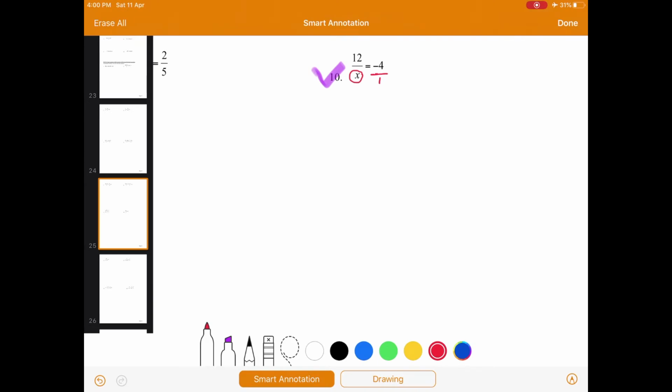So in order for the fraction to have the same denominator x, I need to multiply the numerator and denominator by x. Hence, on the right hand side, I will have negative 4x divided by x. Since the two fractions have the same denominator x, it implies that the numerators are equivalent. So 12 is equivalent to negative 4x. To get the value of 1x, you have to divide by negative 4 on both sides, because the coefficient of x here is negative 4.